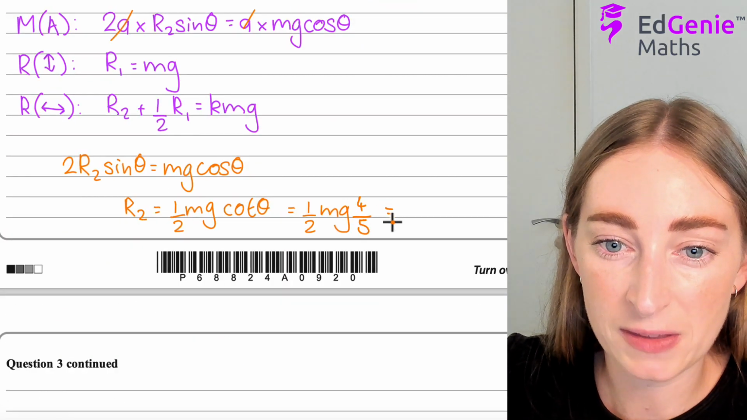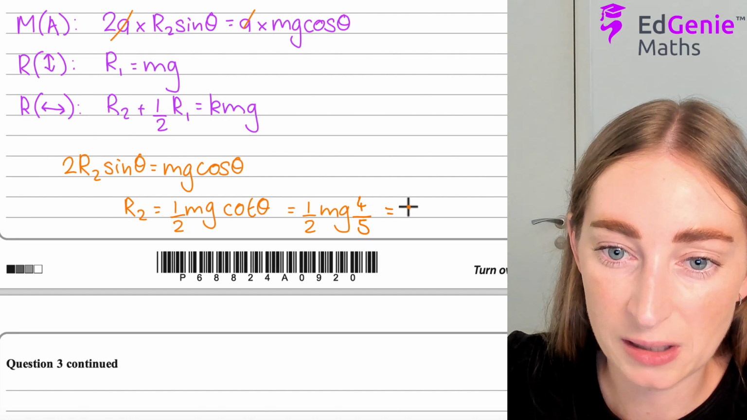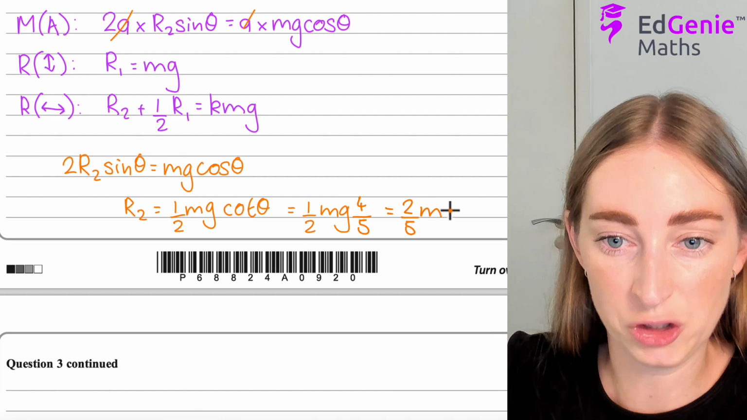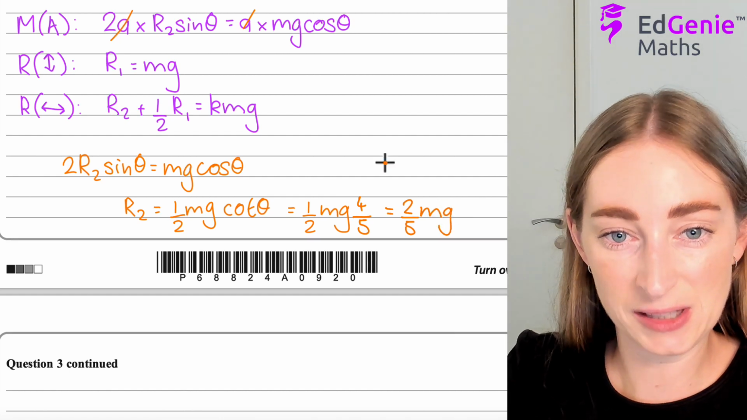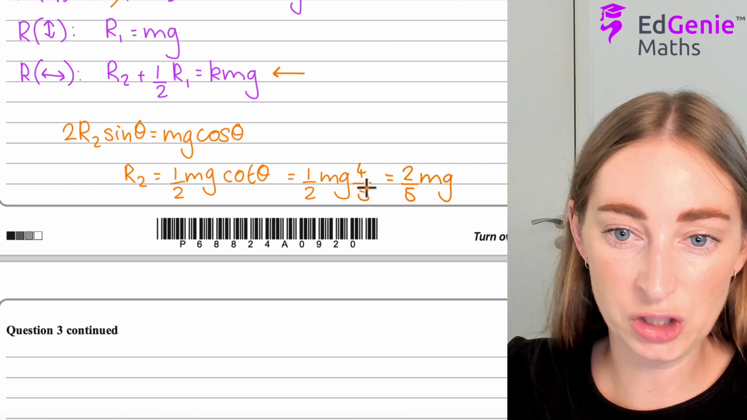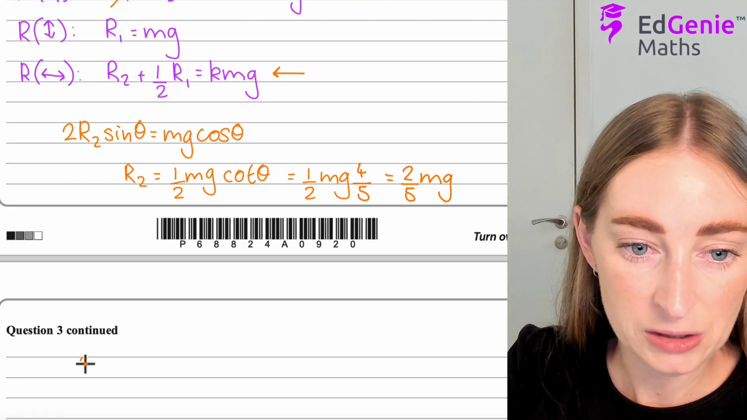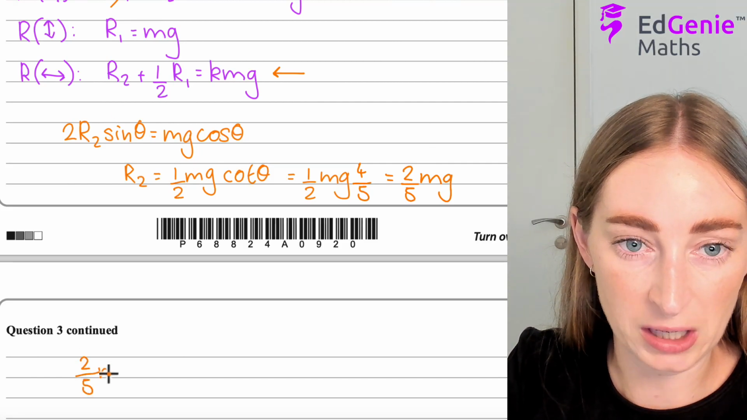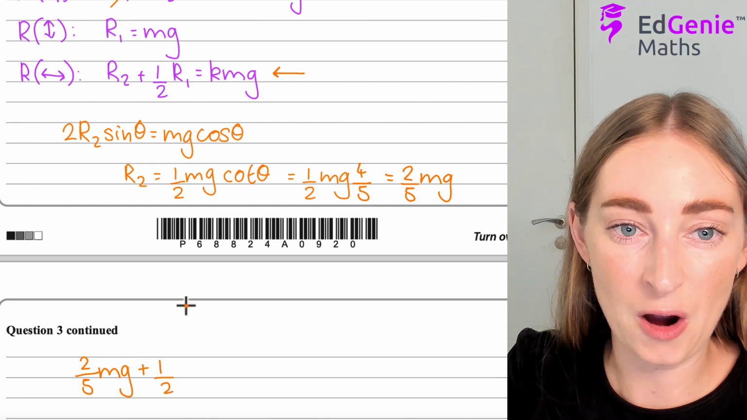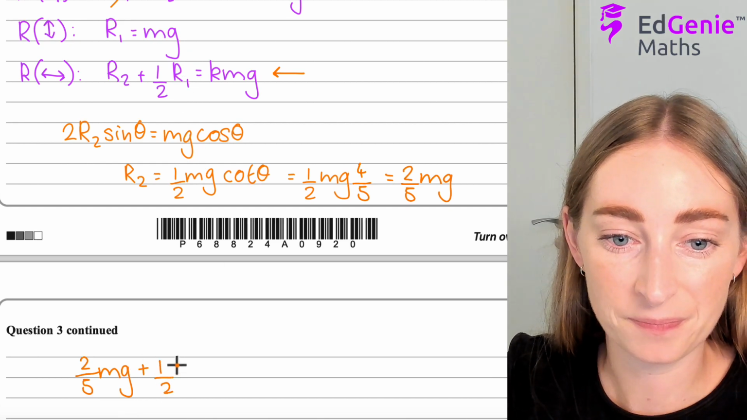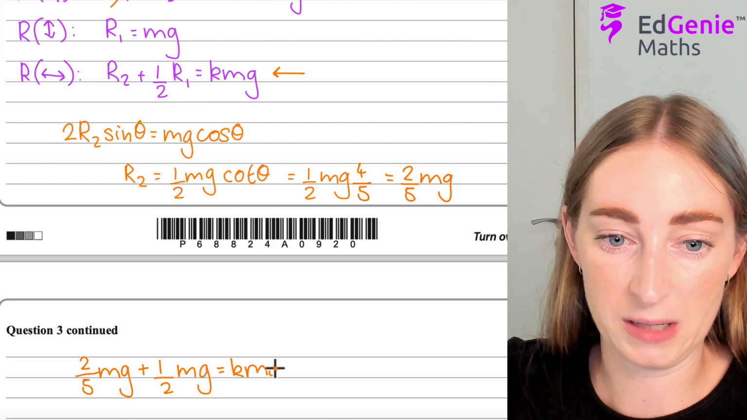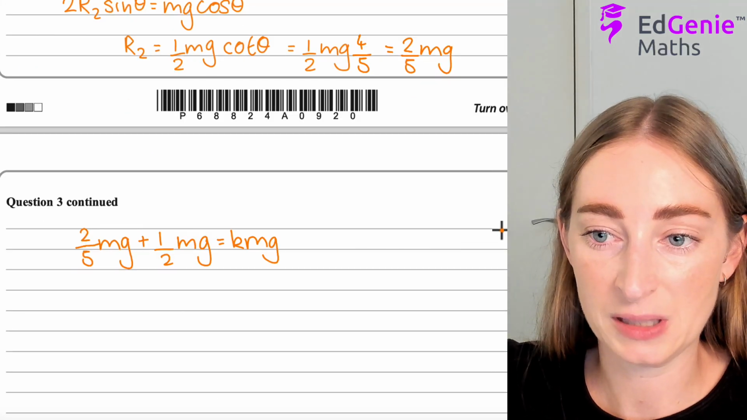Or we can rewrite this as 4 over 10, which is 2 over 5 mg. So now I'm going to substitute it into here to find out what my k is. So R2, which is 2 over 5 mg, plus a half R1, which is mg, equals kmg. That's worked out quite nicely.